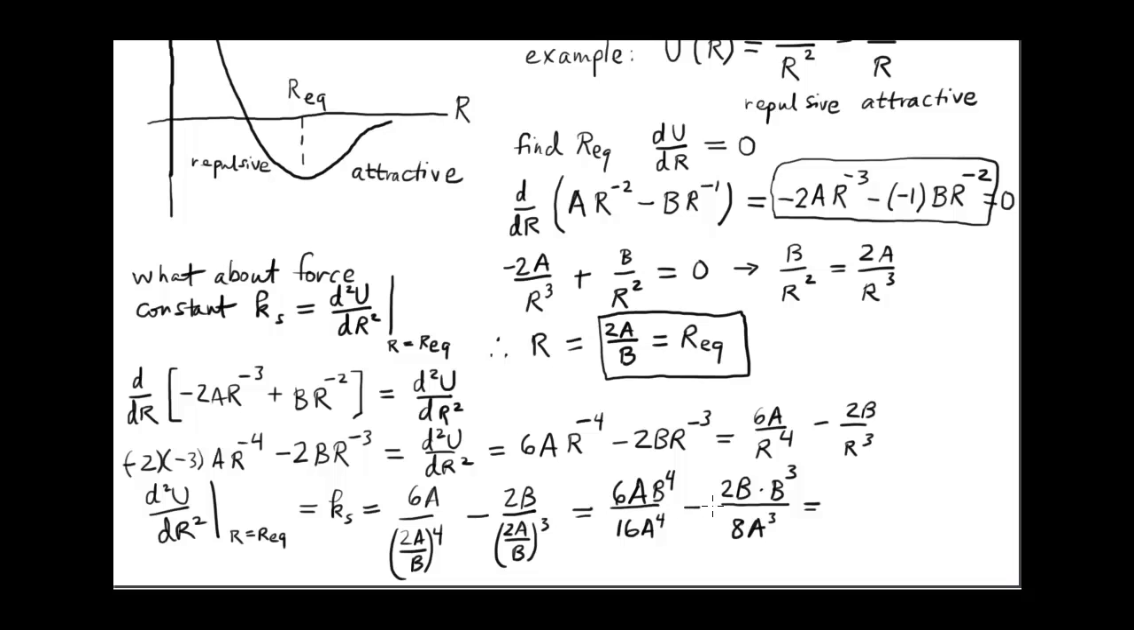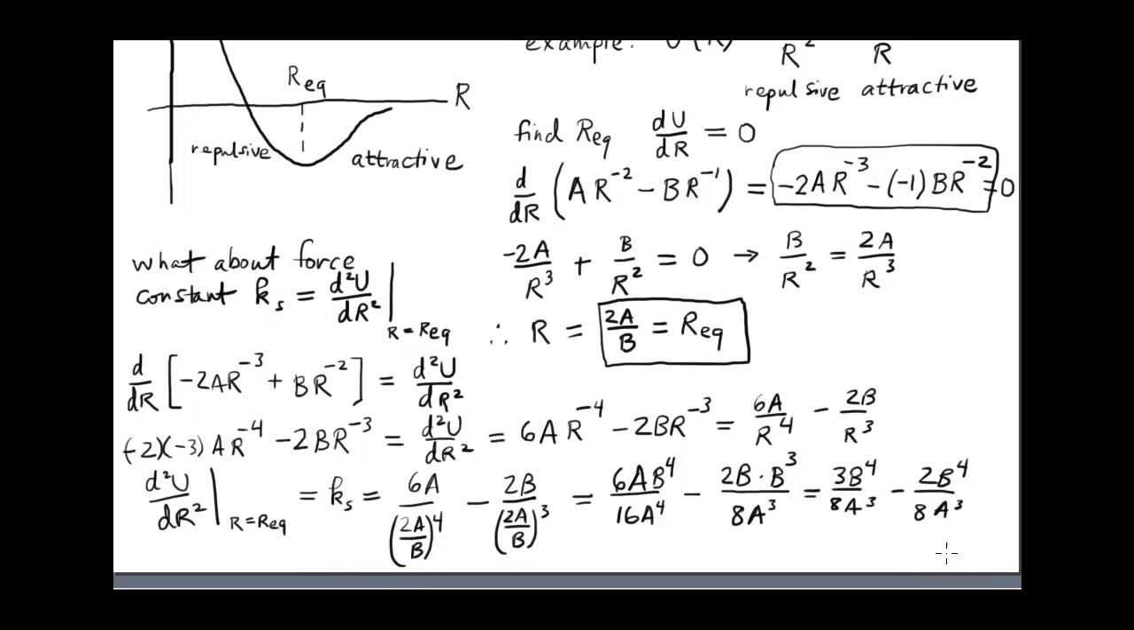So what happens here? Well, the a cubed in the second term stays the same. b times b cubed is b to the fourth. The 6 over 16 becomes 3/8. So this is actually 3b to the fourth over 8a cubed minus 2b to the fourth over 8a cubed, and then we can just finish this off right here, because 3 minus 2 is 1, so this is just b to the fourth over 8a cubed. And that is the expression for my force constant for this particular potential energy.